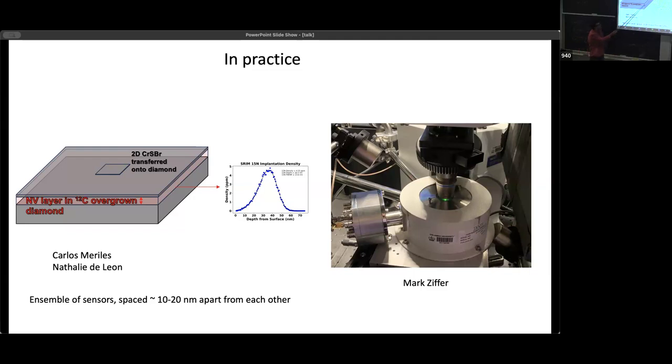At the end of the day, what you have is an ensemble of these sensors. They are randomly spaced inside your diamond crystal, about 10 to 20 nanometers away from each other, so they're reasonably concentrated. The whole thing goes into an optical cryostat that looks like this, not particularly impressive looking, but it does take quite a bit of doing. I would never have done it myself, but Mark knows his way around a laser. And so Mark built this whole thing up over the course of a year and a half or so.